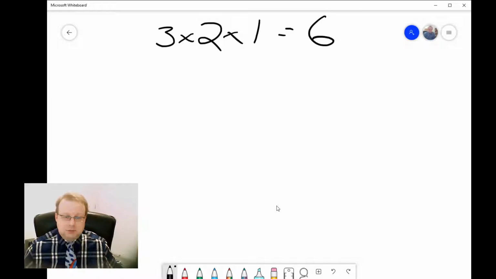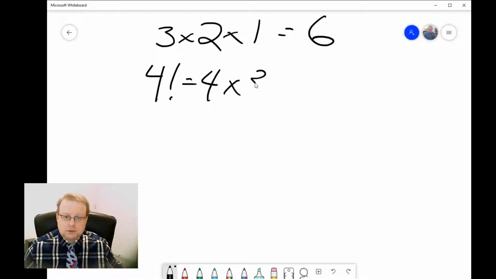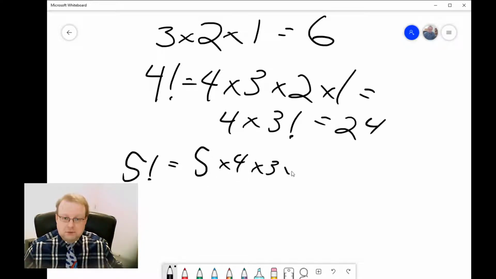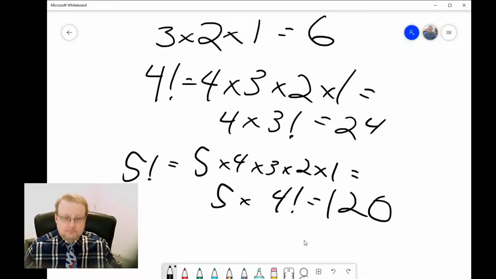To do some other examples, 4 factorial would be 4 times 3 times 2 times 1, which is the same as 4 times 3 factorial. So we can reuse this 6 that we had above, multiply it by 4. We get that that's 24. 5 factorial is 5 times 4 times 3 times 2 times 1. Again, that's the same as 5 times 4 factorial, or 5 times 24, which is 120.